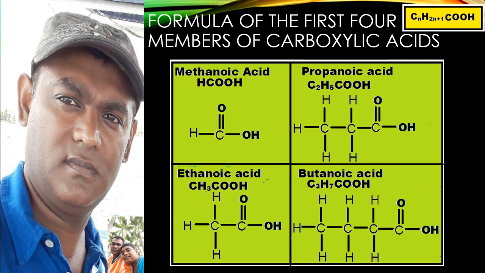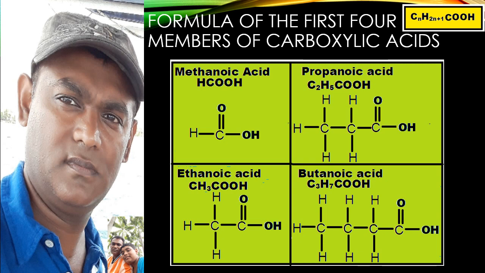In propanoic acid, it has 3 carbon atoms. In between the first, second, and third carbon atoms, there is a single bond. The first carbon contains 3 hydrogen atoms attached by single bonds. The second carbon atom is attached to 2 other hydrogen atoms by single bonds, and the third is the functional group. That is, the carbon is attached to an oxygen atom by a double bond, and the fourth bond is between the carbon and the OH group.